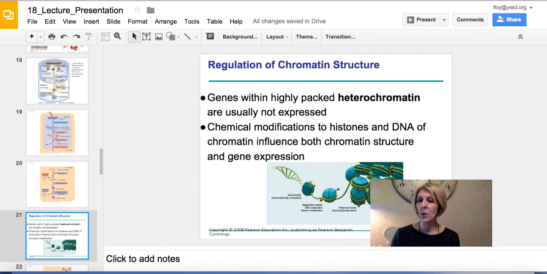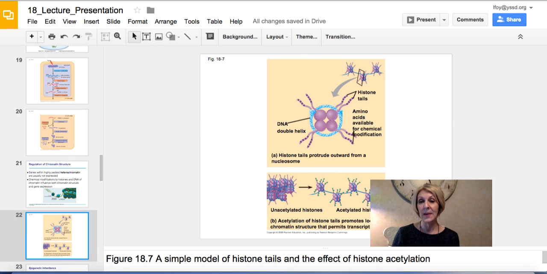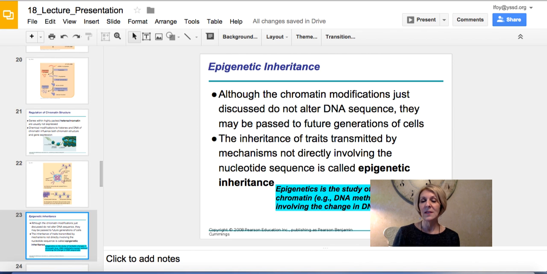We're going to talk very quickly, as a review, about this idea of chemically putting tags on either the histones or the DNA. Remember that highly packed heterochromatin is not usually expressed because it cannot be transcribed, and euchromatin is the more relaxed form, which is what usually happens when we acetylate histones. So we can acetylate the histone tails. These are the proteins that the DNA is coiled up on, and those can relax, and that is one way that we can control protein synthesis.